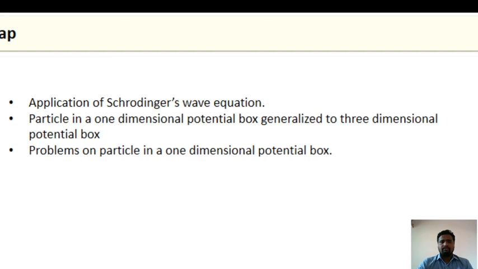So in this session, we came to know about applications of the Schrodinger wave equation, that is particle in a one-dimensional box generalized to a three-dimensional box, and problems on particle in a one-dimensional potential box. That's all for this session.